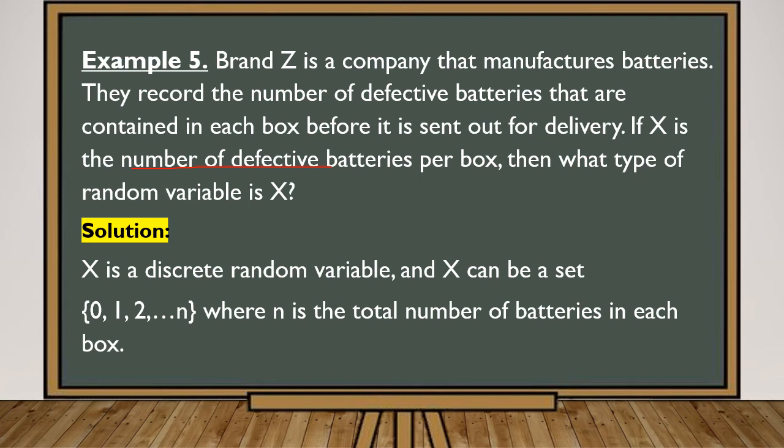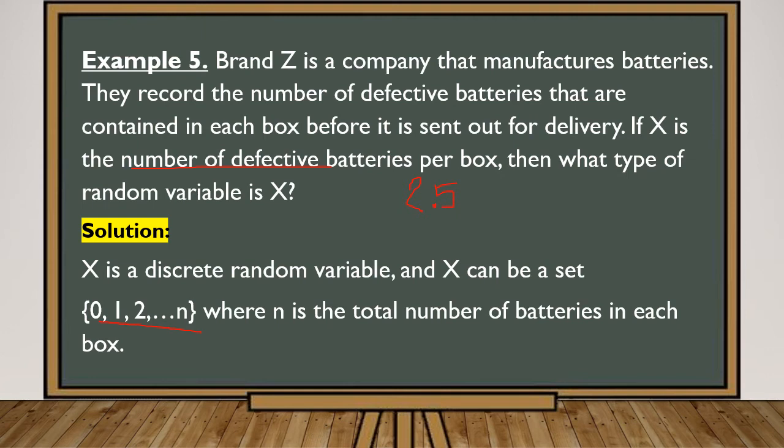Of course, you can count defective batteries. You can count how many defective batteries there are in each box. So the values can be whole numbers. It can be 0, 1, 2, and so on. It is not continuous because it cannot take values between two numbers. For example, we do not have 2.2 and 5.